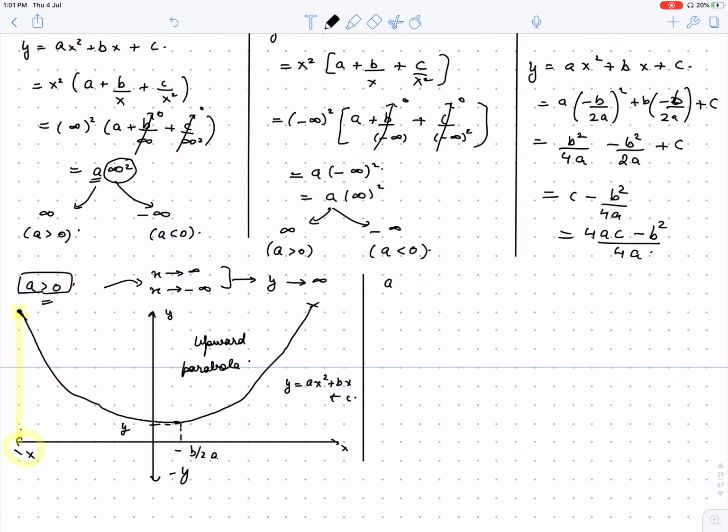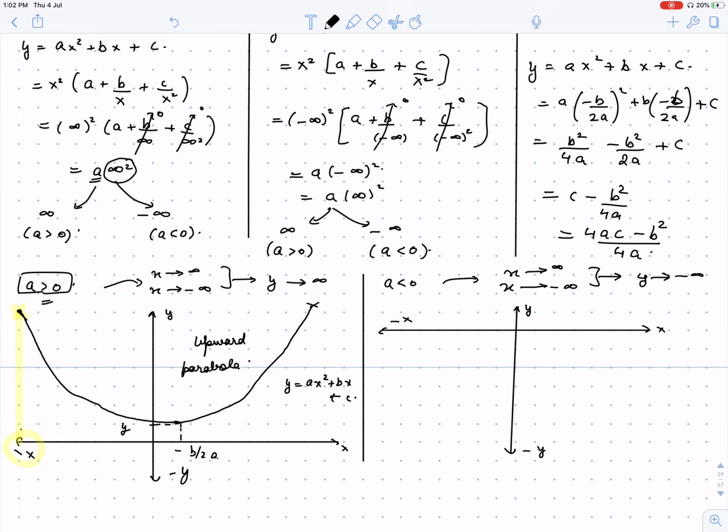In the same situation, if a would have been negative, then at both x tending to infinity and x tending to minus infinity, y would have been tending to minus infinity. That means the graph would have been slightly different. Let's say this is the y-axis, this is the x-axis, this is minus x, this is minus y. When x tends to minus infinity, y also tends to minus infinity, and when x tends to infinity, y ends at minus infinity. So the graph starts over here, so this is the starting point, and ends over here, so this is the ending point.